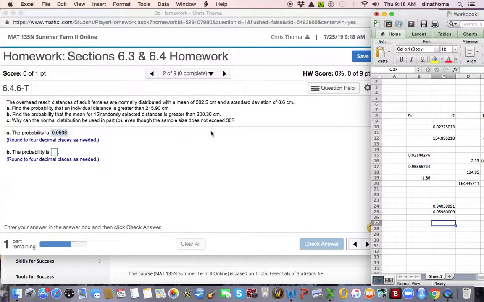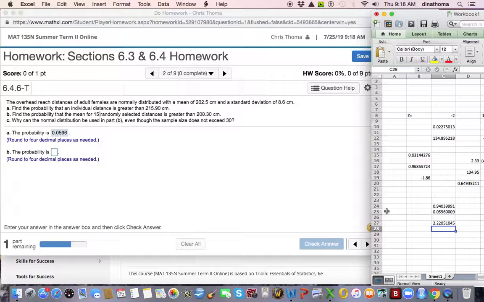So my mean is still the same. It's my standard deviation that changes. So my new standard deviation is going to be my old standard deviation of 8.6 divided by the square root, so in Excel that's SQRT, of how many I'm picking, 15. And there's my new standard deviation.